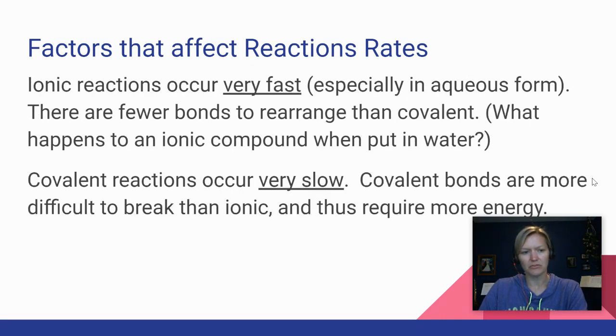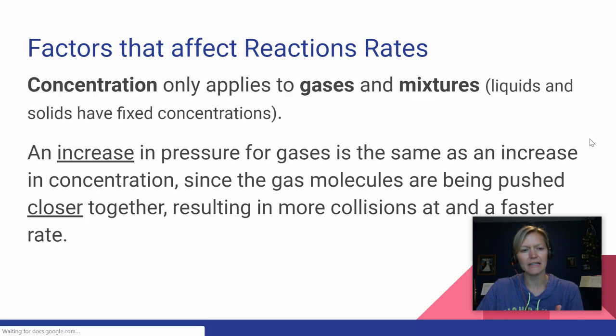Now here's a main one for you. Ionic reactions occur very fast. It's because they're next to each other, but they're not sharing anything. They can be broken apart. Covalent reactions, which are sharing those bonds, can't break apart as easily, so they occur very slow. And there's some information as to why, if you want to read it.